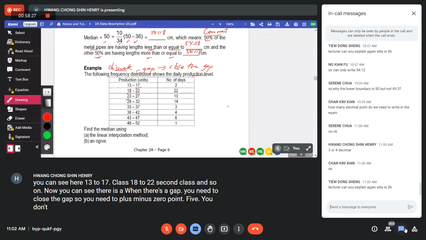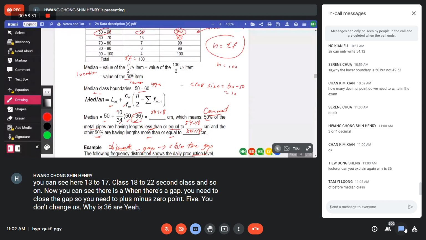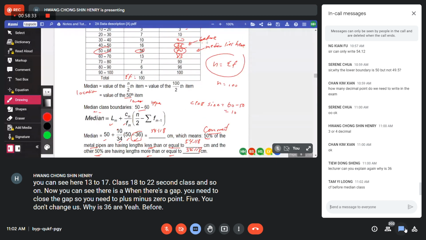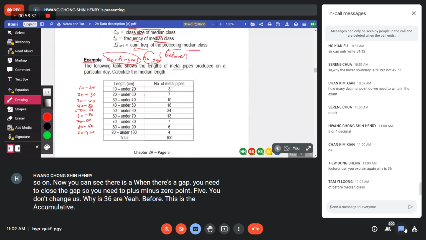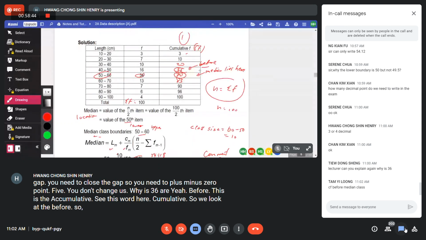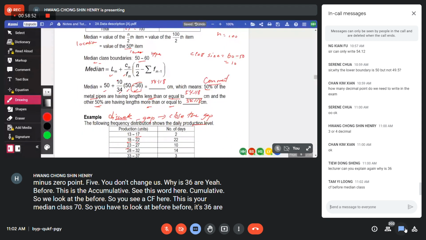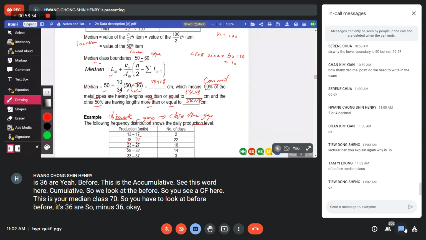Tiêu Dongsheng asks why is 36 here. This is your cumulative. See this word here? Cumulative. So we look at the before. You see a CF here. This is your median class, 70. So you have to look at before. Before is 36. So minus 36. Okay or not?